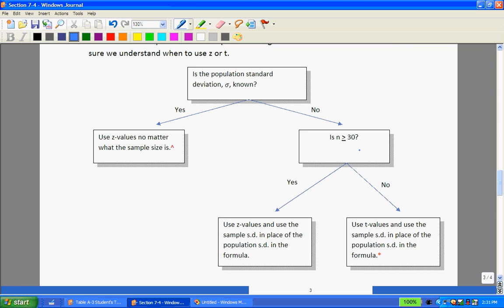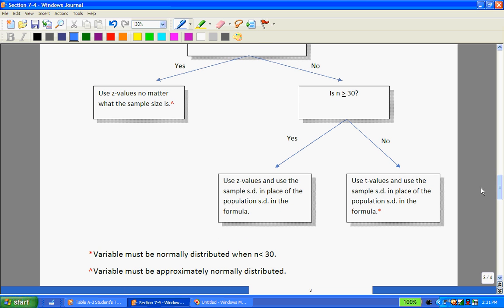But if the sample is smaller than 30, that's when you want to use a t-test or t-values. So typically if we don't know the standard deviation and the sample is small, we're going to use the t-values. But again, you want to be careful. If we're less than 30, then the variable should be normally distributed.